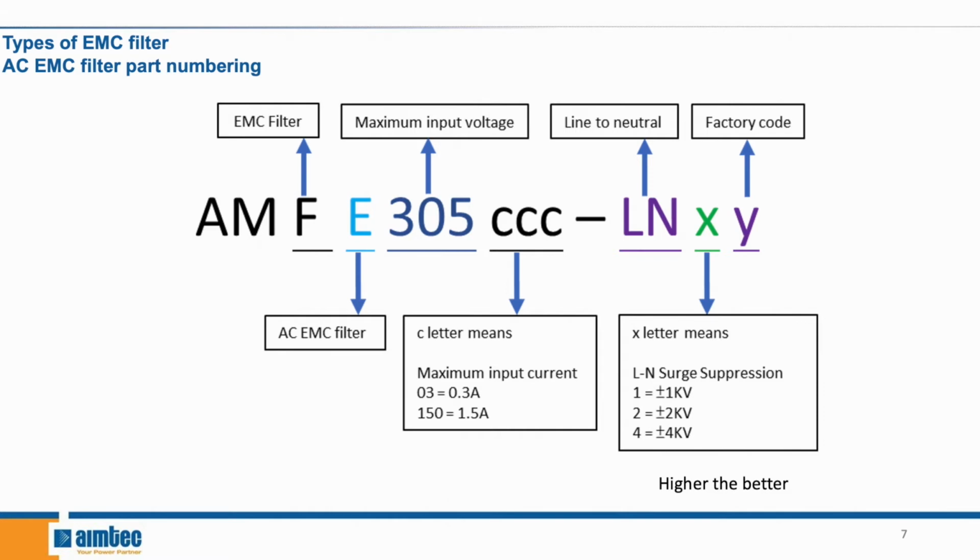Next, we're going to be looking at the maximum input current. After the dash, the LN stands for line to neutral. The X means the level of surge suppression. So a 1 would mean plus or minus 1 kilovolt, and a 4 would mean plus or minus 4 kilovolts, where in this case, higher is better. And then the last digit is the factory code.